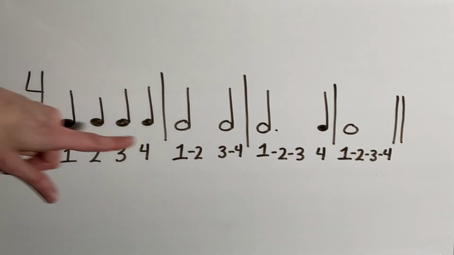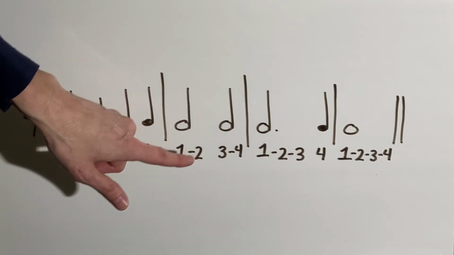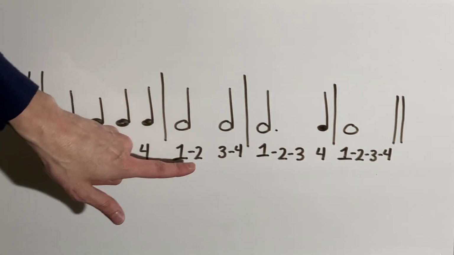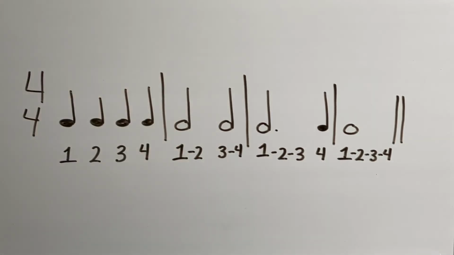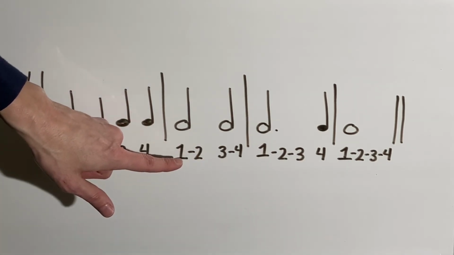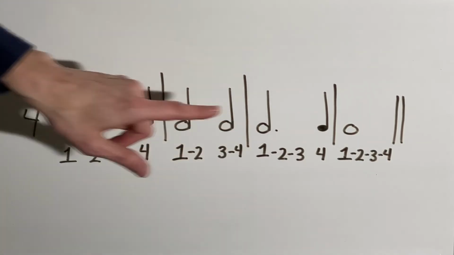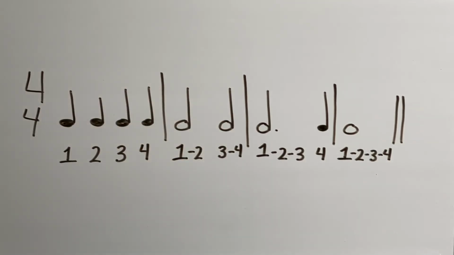I like to still count when I have measures like this. Instead of just saying 1, 3, I like to count all of these. They're placeholders. In my brain, I know that I'm not going to speed up or slow down when I'm counting. So I'm going to go 1, 2, 3, 4. So I always keep a nice, steady, even tempo.